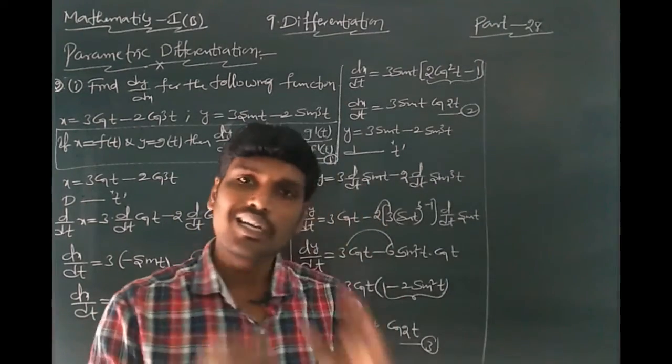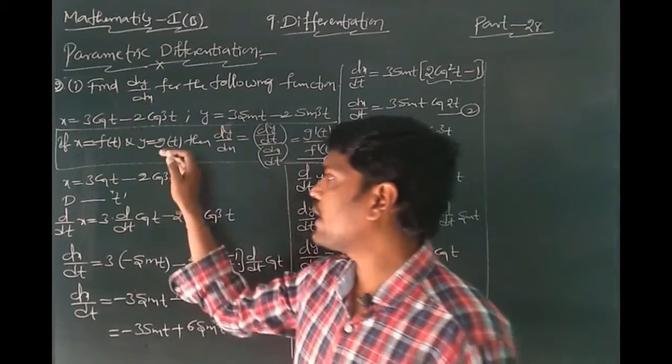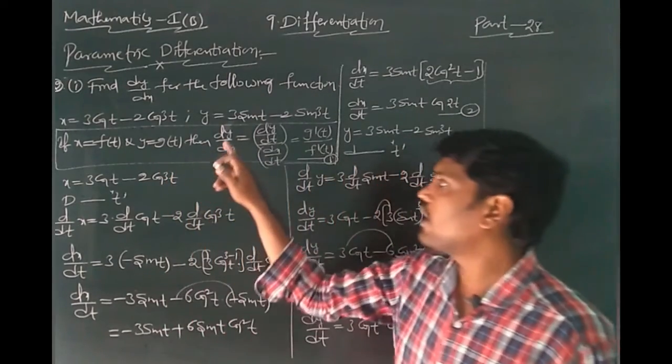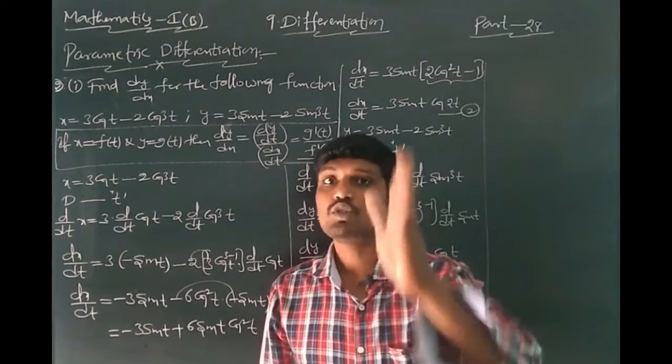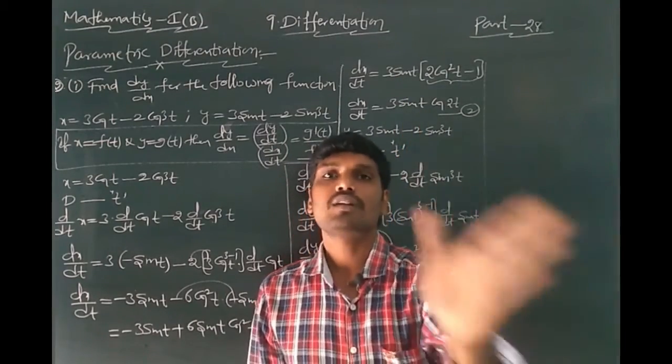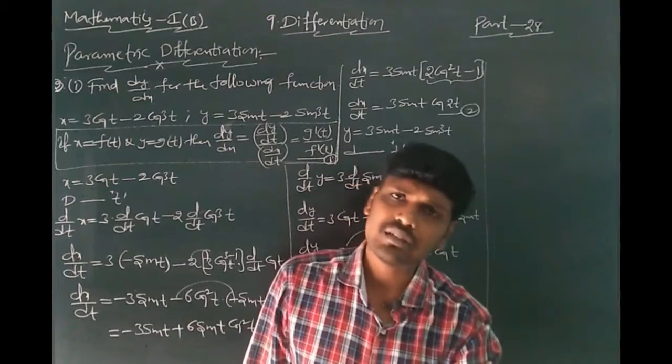Observe that, students, understood or not, the problem? First you can write the formula. In this formula, dy by dx equal to what? dy by dt by dx by dt. First you can find dy by dt, after that you can find dx by dt, whichever you use.